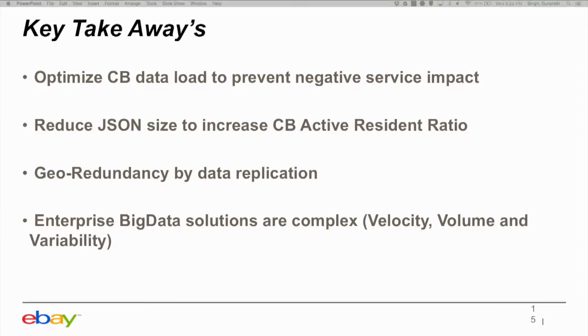Now, the key takeaways that we had were: optimize the Couchbase data load to prevent negative service impact, so how do you stagger the data load so that there is no service impact. Then reduce the JSON size to increase the active resident ratio, so the caching ratio. Geo redundancy by data replication: Couchbase comes with XDCR and it works well, so we need to do that.